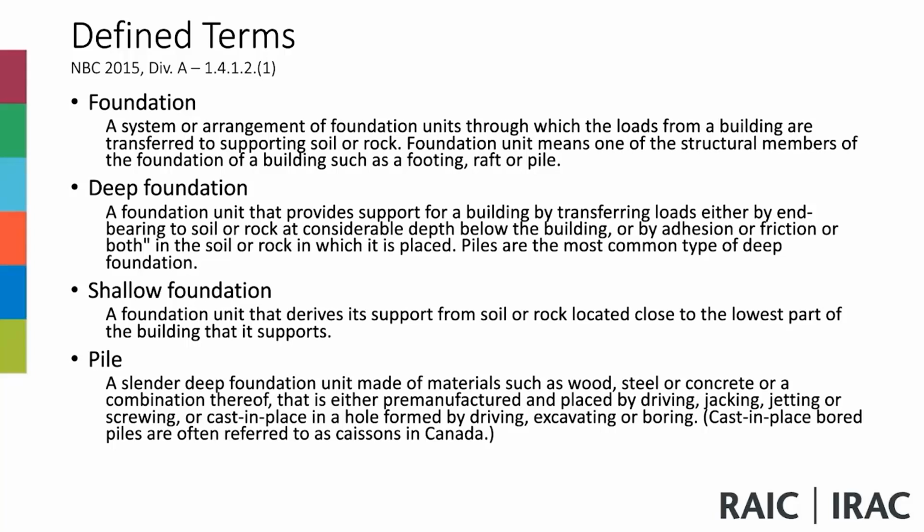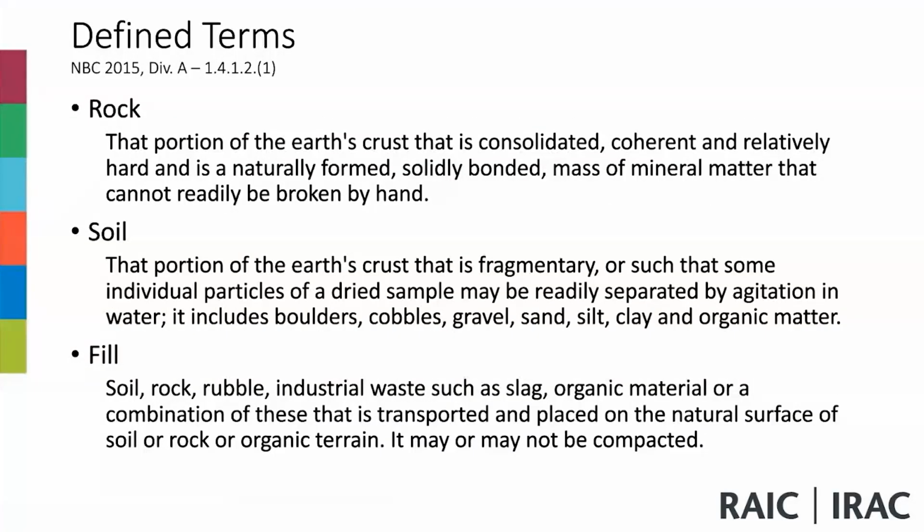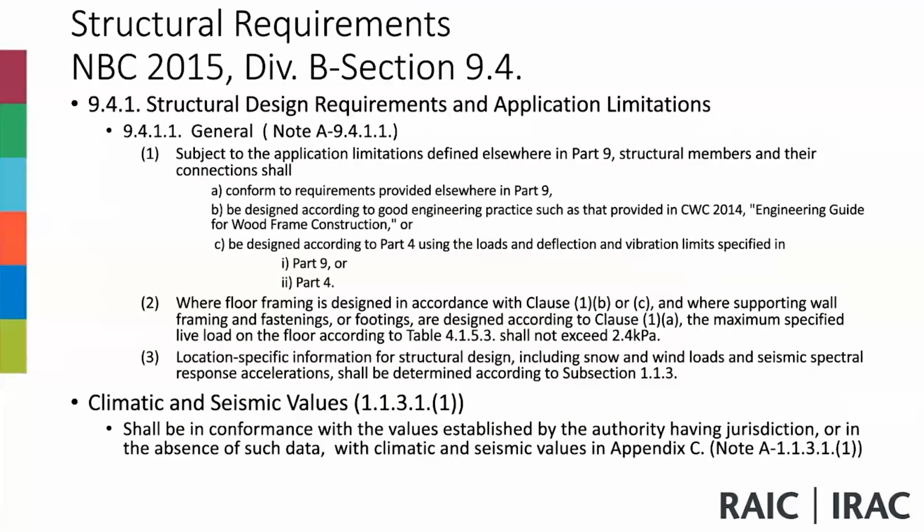We looked at the different definitions of foundations earlier today, and we looked at the definition of pile. We looked at the different types of soil components, whether it's soil types, whether it's rock, what's the definition of soil. It can be boulders, cobbles, gravel, silt, clay, organic matter. We looked at the fills: soil, rock, rubble, industrial waste such as slag, organic material, or a combination of these that is transported or placed on a natural surface of soil, rock, or organic terrain. It may or may not be compacted.